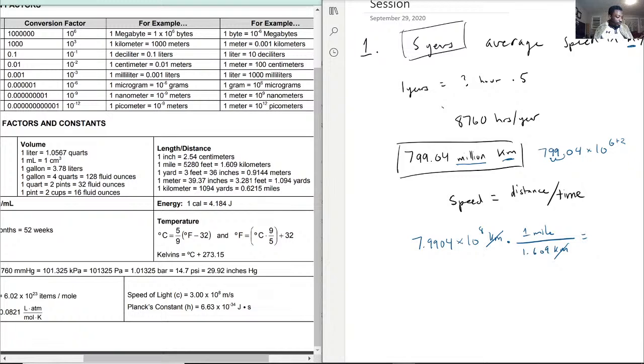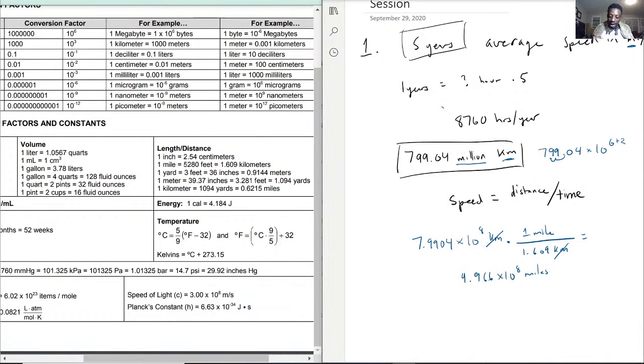Okay, so we get around 4.966, well, times 10 to the 8 miles. All right, so we have our first number.